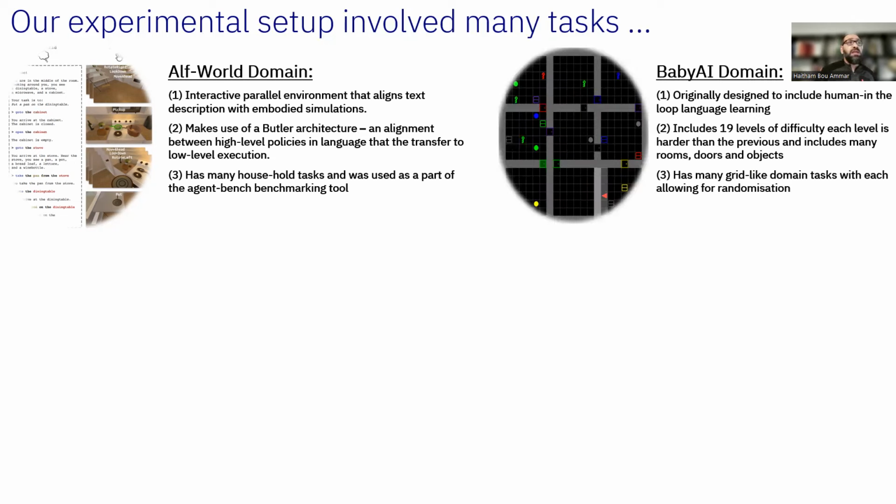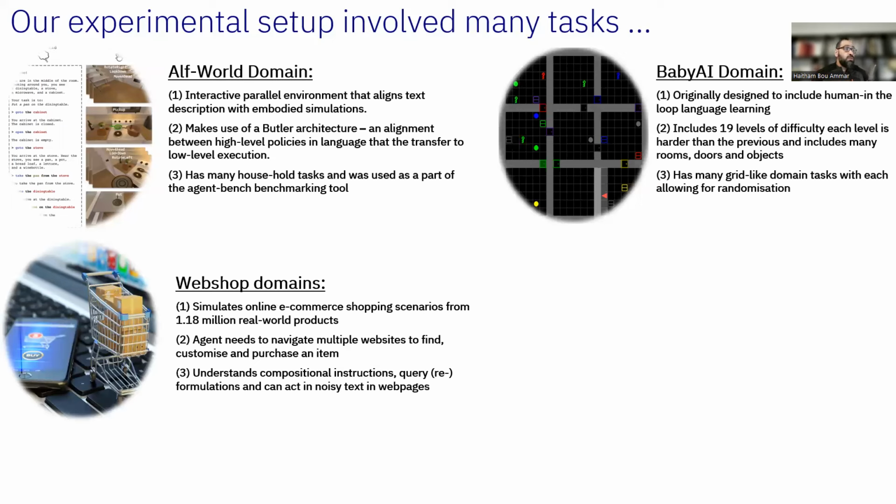We also made use of the BabyAI domain, which was originally designed to include human-in-the-loop feedback. It includes 19 levels of difficulty, each harder than the previous one, and it has grid-like domains. Each domain allows you to create many tasks by randomization. We also had WebShop domains, and those domains simulate e-commerce shopping scenarios from 1.18 million real-world products.